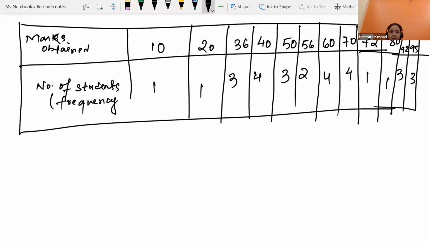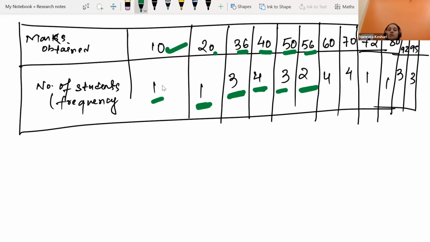Now, what does it mean? Let me explain it. Why is the data given like this? We were talking about the marks of the students. So basically, there is one student in my class who has got 10 marks. Another, just one student, has got 20 marks. There are three students who have got 36 marks, four students who have got 40 marks, three students who have got 50 marks. So this is how the data is given. There are two students who have got 56 marks.